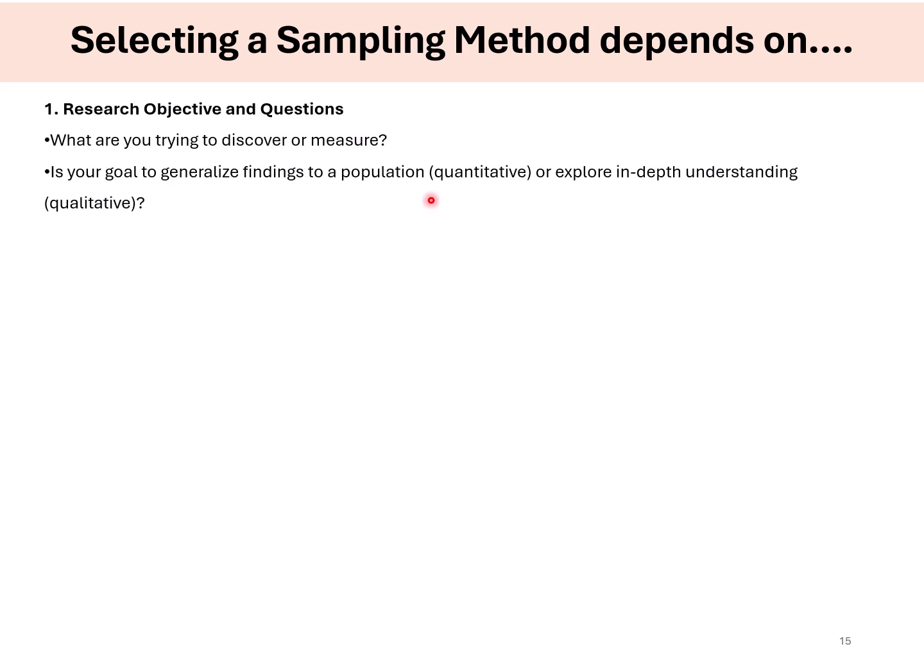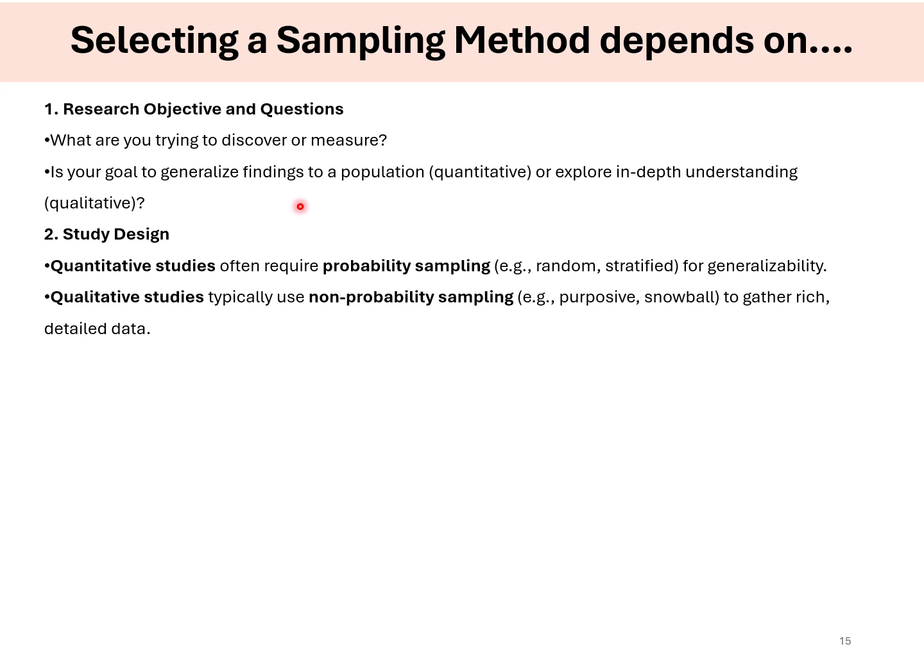Selecting a sampling method depends on the research objective and question. What are you trying to discover or measure? Is your goal to generalize findings to a population, that is quantitative, or explore in-depth understanding, that is qualitative? Whether your goal is quantitative research or qualitative research, and what exactly you are going to measure or discover, the sampling method will depend on this objective or question.